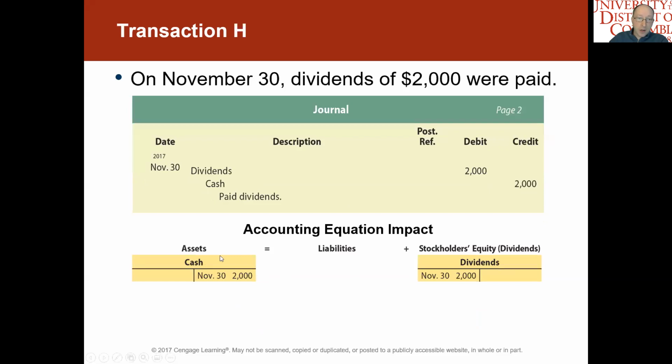And then the last transaction from that series of transactions that we started toward the beginning of this session: we paid out dividends to our shareholders of $2,000. Now, to do this, of course, the date was November 30th. We debit our dividends account by $2,000. We credit our cash by $2,000 because we paid it out in cash. The note is paid dividends. How does it look on the accounting equation? We credited our cash, or reduced our cash, by $2,000, and we increased our dividends account by $2,000.